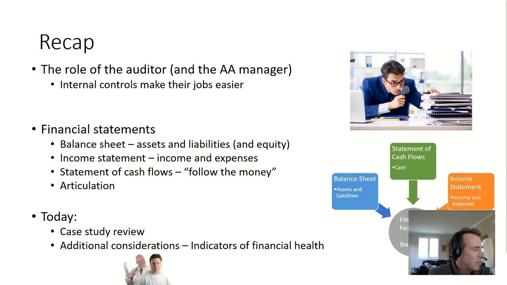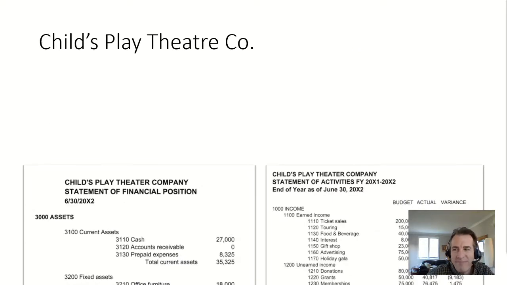So today we're going to go through the case study review, and also we'll do some additional considerations for looking at the financials of a company. There are 6 indicators of financial health that we will step through. But first off, let's get started with the case study.